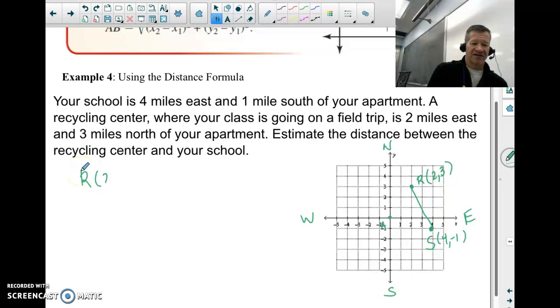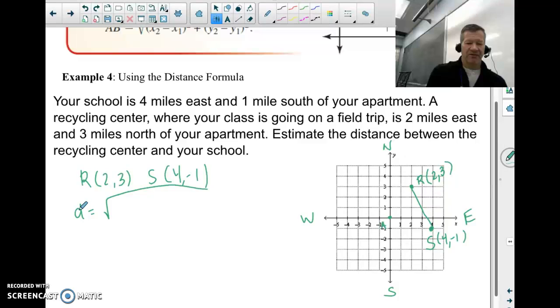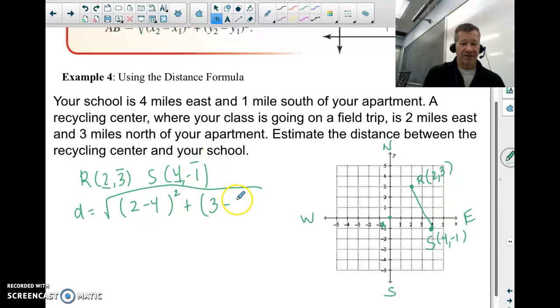I can say if R is at 2, 3 and S is at 4, -1, remember the formula says to take the square root of, subtract the x values first. So the x values are 2 and 4, and it doesn't matter which way you subtract, 2 minus 4 or 4 minus 2, but then you square that. Plus the y values, 3 minus -1. Again, it does not matter what order you subtract them in. And the reason it doesn't matter is because you're going to be squaring it, which is going to make the result positive in either method you use.